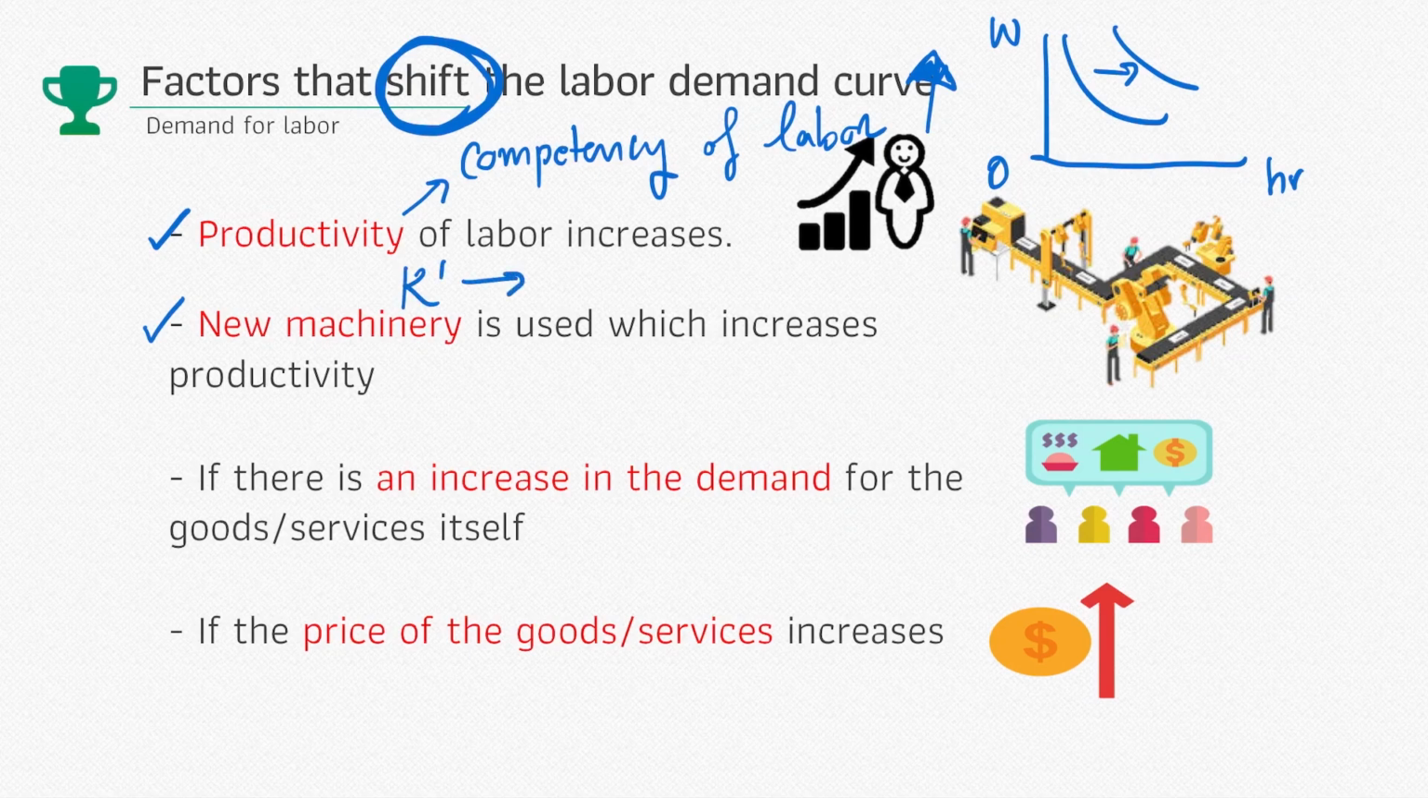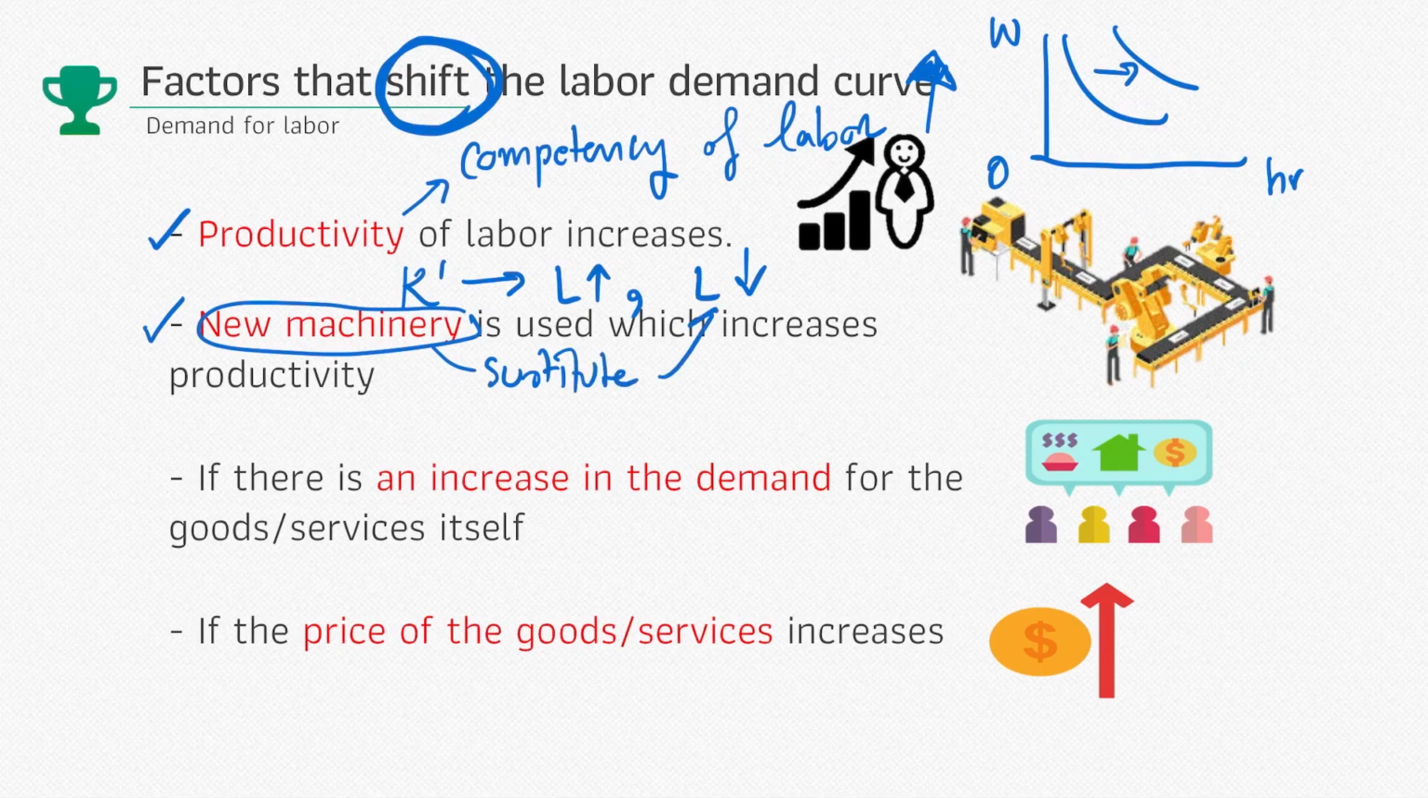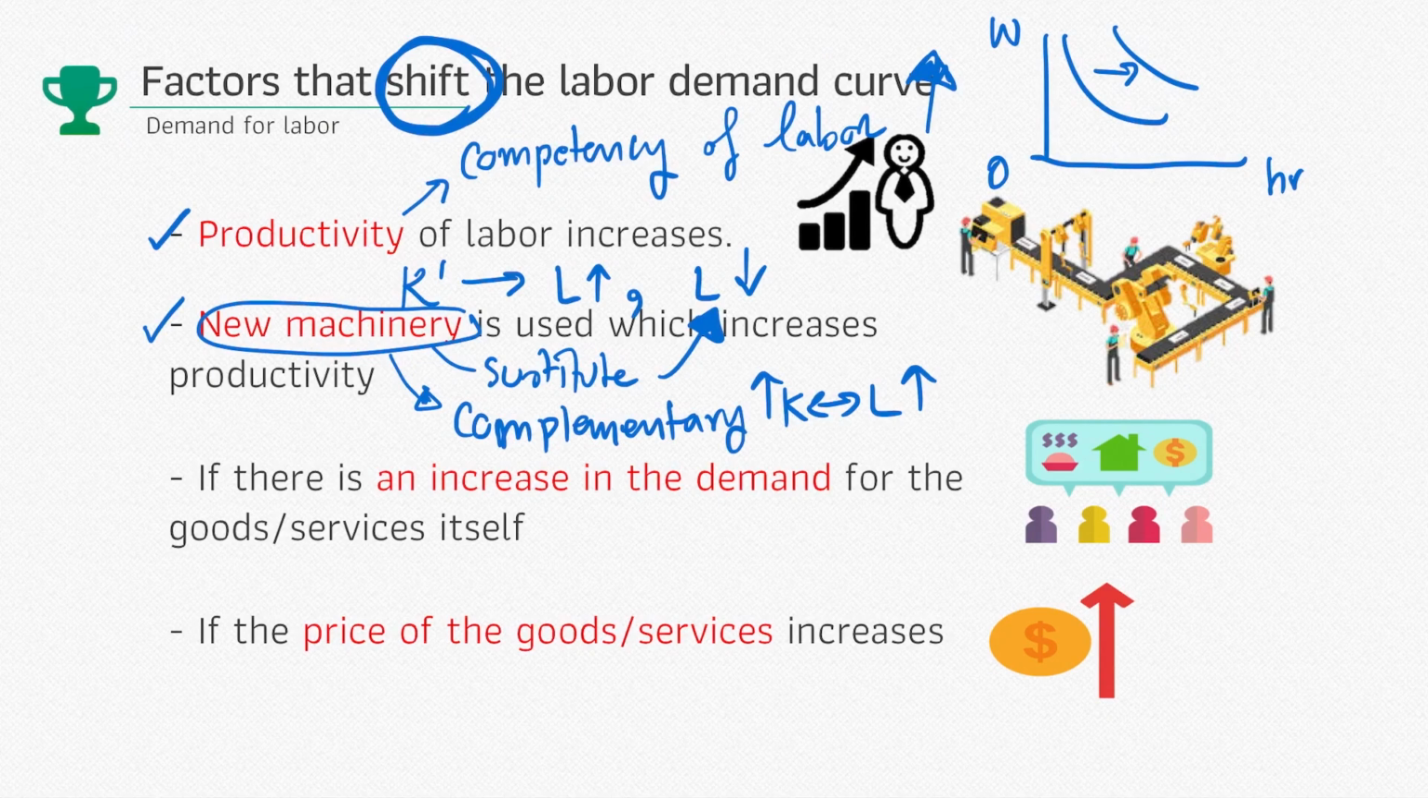Then they may use less labor or more labor. It depends on the machinery, whether the machinery they generate tries to substitute for labor or is complementary to labor. If the new machinery is a substitute, the labor will be less, right? Demand for labor decreases. But if the machinery is complementary, K and L have to be used together. If K increases, L will increase and shift demand for labor to the right.